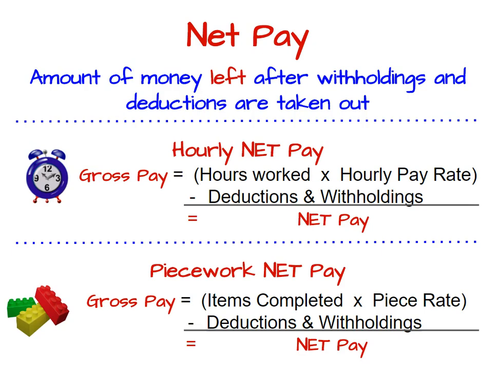To find hourly net pay, you have to find the gross pay, which is your hours worked times your pay rate, then subtract your deductions and withholdings to find the net pay. You use the exact same process with piecework. You first must find the gross pay, subtract deductions and withholdings, and what you're left with is your net pay.